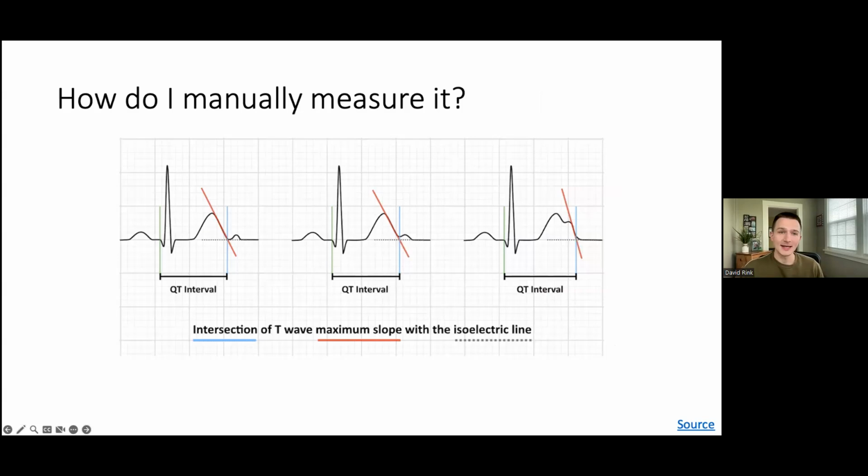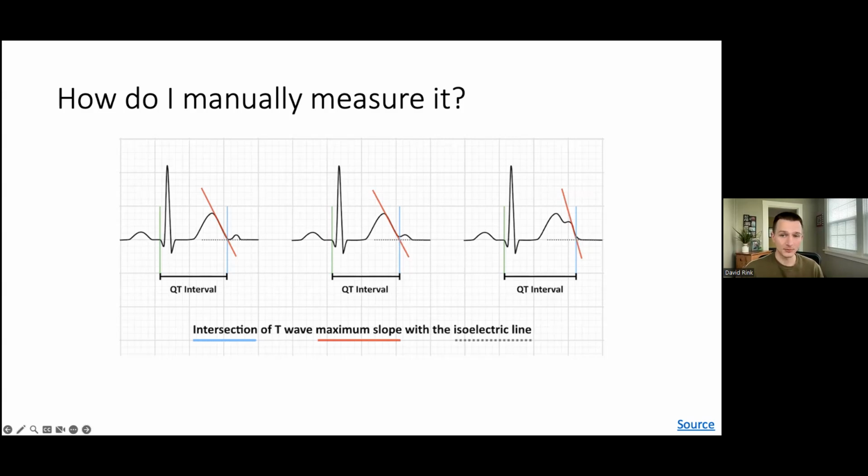All right. So that said, how is it that you actually manually measure the QT interval? The first thing is that you should ideally measure it in several successive beats, because any single beat is probably not a perfect capture of what the QT interval is. As we talked about, there's a lot of beat to beat and then over time variation. And you want to identify the beginning of the QRS complex and then the end of the T wave.